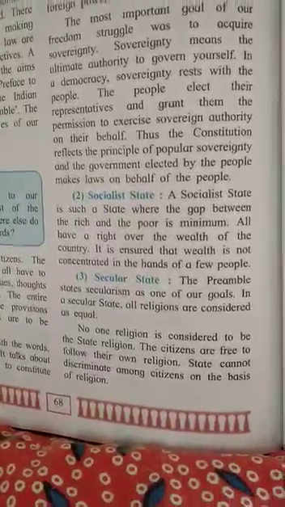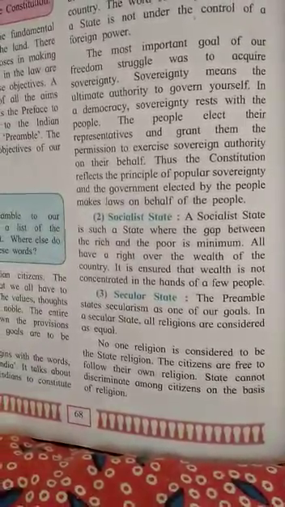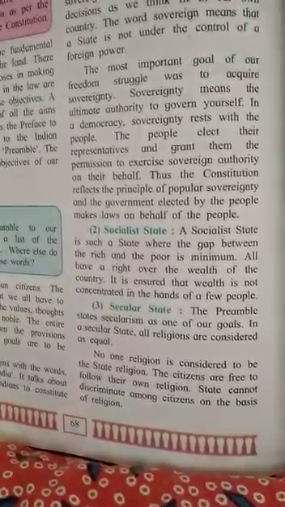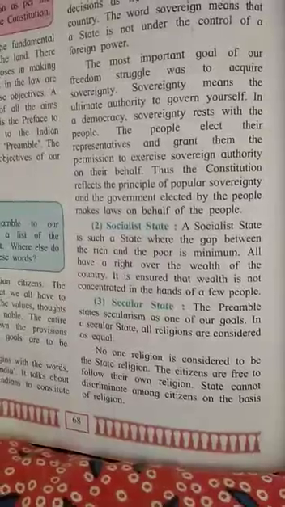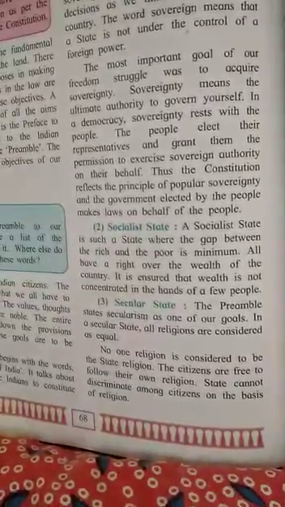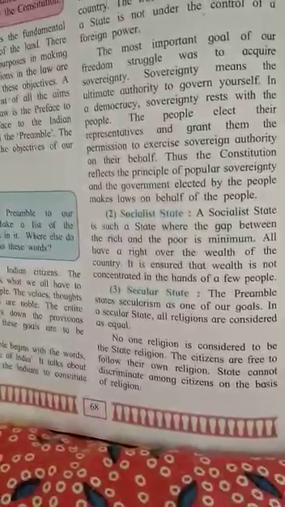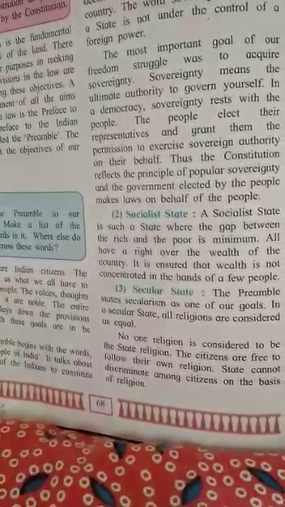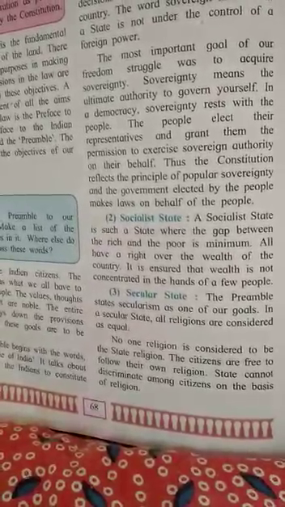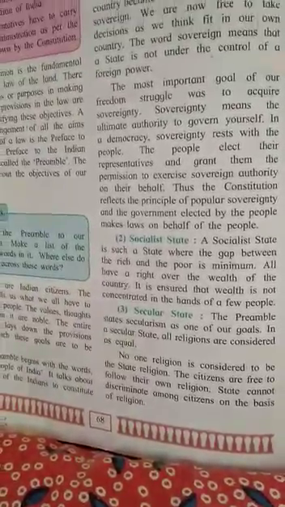The next is the secular state. What is a secular state? The preamble states secularism as one of our goals. In a secular state, all religions are considered equal. No one religion is considered to be the state religion or national religion. There are Hindus, Jains, Sikhs, Christians, Muslims, but no one religion is considered to be the state religion. The citizens are free to follow their own religion. The state cannot discriminate among citizens on the basis of religion.